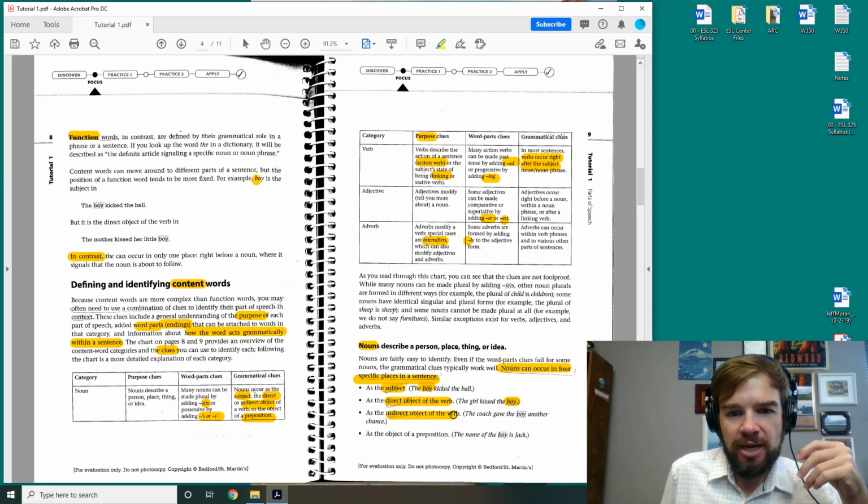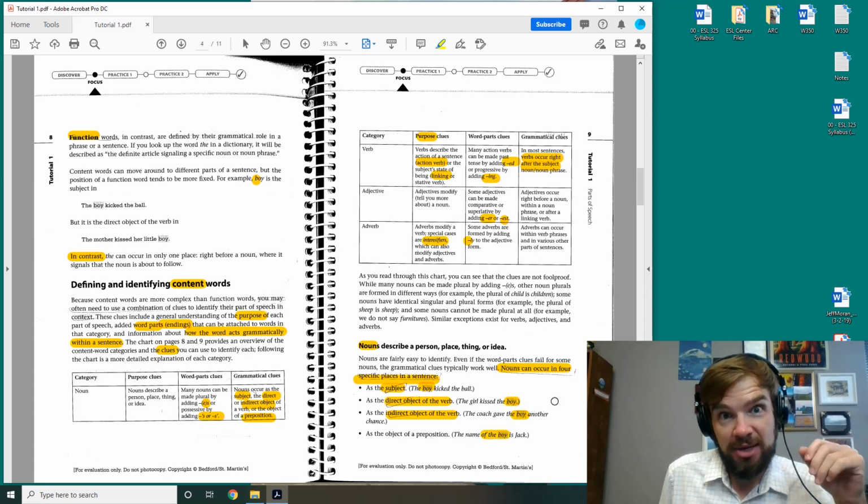As the indirect object of the verb, the coach gave the boy another chance, right? Because coach is the subject. The direct object is chance because that's what the coach gave. And who did he give it to is the boy, the indirect object. Finally, as the object of a preposition, the name of the boy is Jack.